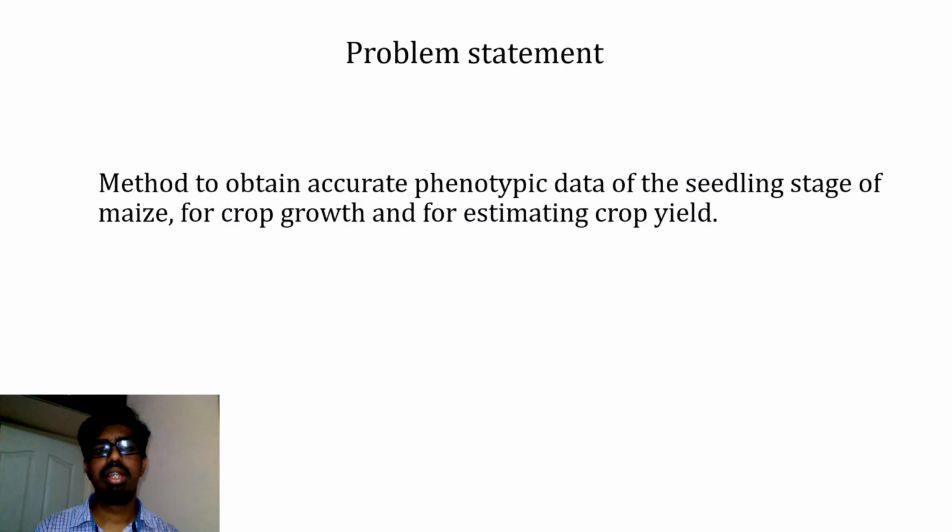Problem statement. Method to obtain accurate phenotypic data of the seedling stage of maize for crop growth and for estimating crop yield. To obtain phenotypic data, in this paper they have developed an algorithm that uses computer vision to accurately recognize maize seedlings from a digital image provided by MGV and UAV. MGV means manned ground vehicle and UAV means unmanned aerial vehicle.